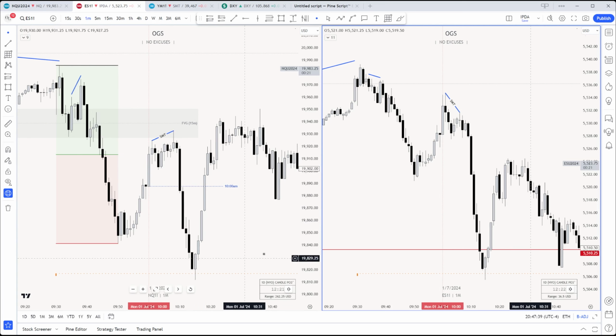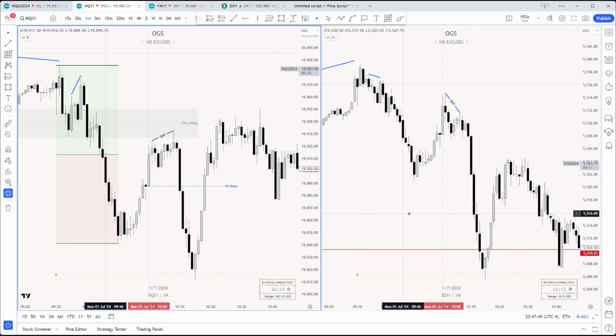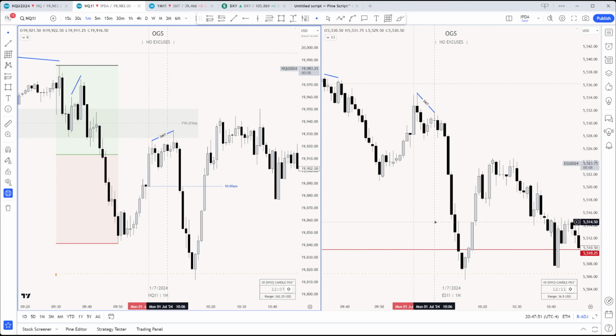If you see, we had beautiful delivery. Now, did that delivery offer a lot of entry possibilities? Well, not on NASDAQ, not at all, but NASDAQ was the stronger asset, right? If you're trying to short, you want to look at the weaker asset.